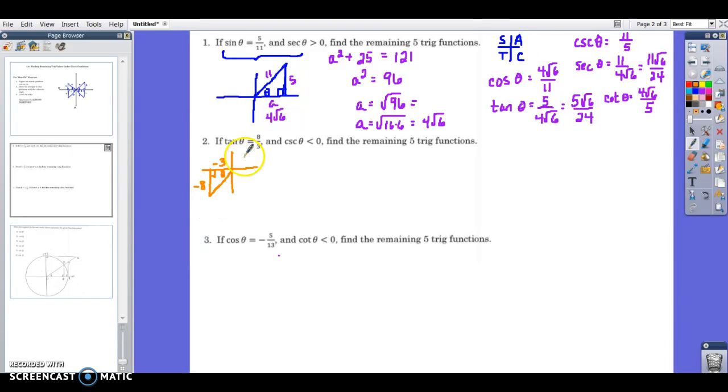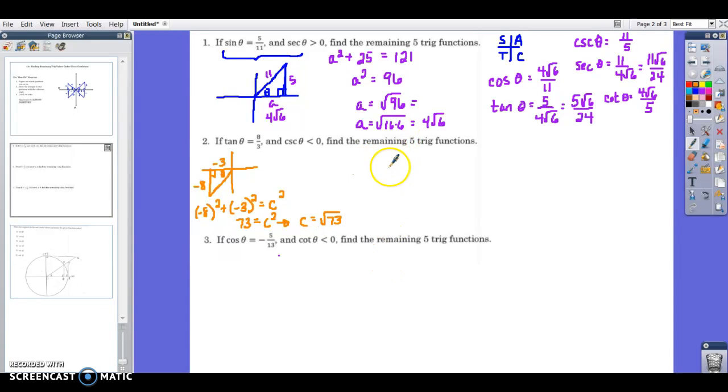Okay, my hypotenuse here, remember the hypotenuse is always going to be positive. And so if I figure that out, I'm doing -8 squared plus -3 squared is c squared. So that's going to give me 64 and 9. So that's going to give me 73. It's equal to c squared. So c is going to be the square root of 73.